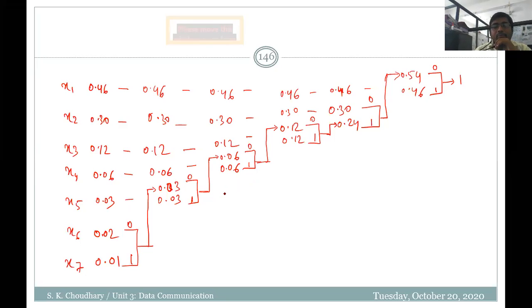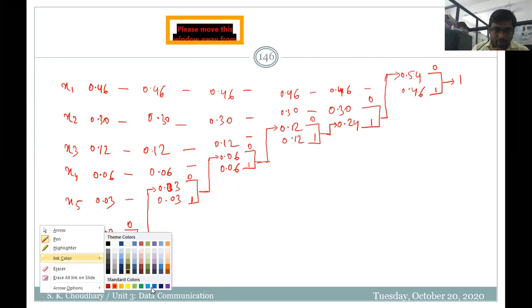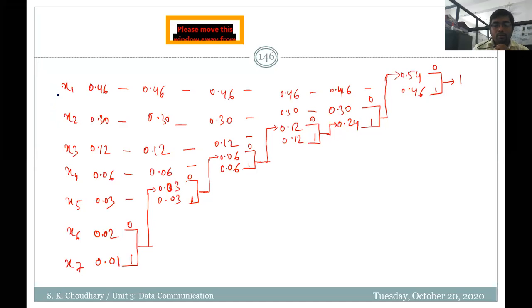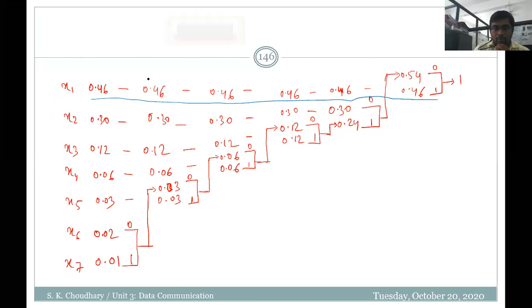Now what we have to do? We have to find out the code words for x1 to x7. So what is the code word for x1 here? For ease of implementation, I am writing here only. If you see x1, starting from 0.46, it is directly straightforward. It is not moved anywhere. So it would be simply 1.